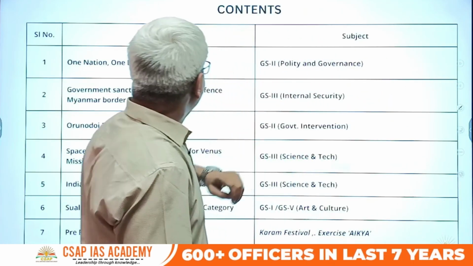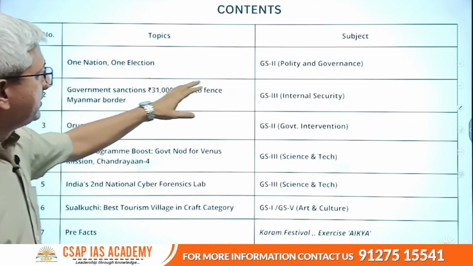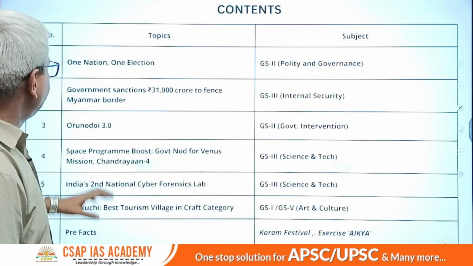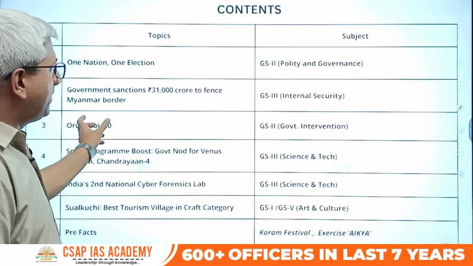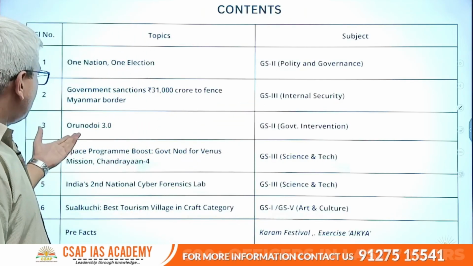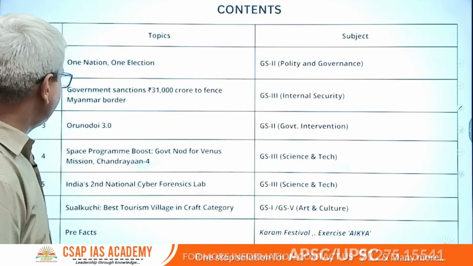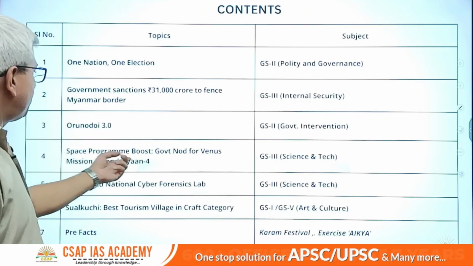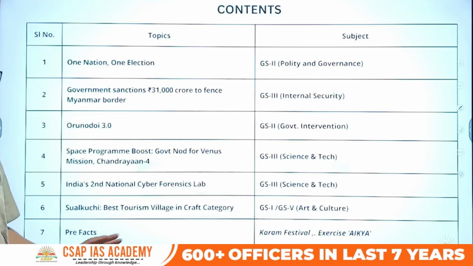So first let's look at the contents. One nation, one election, GS2 polity and governance is the topic. Government sanctions 31,000 crores to fence Myanmar border, GS3 internal security topic. Then Orunodoi 3 is there, today's news, GS2 government governance topic. Then space program boost. Government nod for Venus mission. Chandrayaan 4.